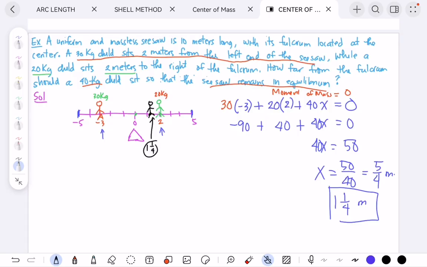Okay. So that's it. To answer the question, how far from the fulcrum, the child must be 1 and 1/4 meters from the fulcrum. So that's it.